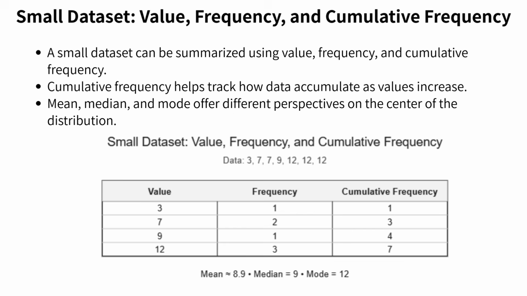cumulative count. In this dataset of 7 values, the median falls at the 4th position, which corresponds to the value 9. The mean gives us the numerical average, which comes out to about 8.9, slightly below the median because the highest value appears several times and pulls the distribution upward. And the mode, the most common value, is 12. Together, these measures, mean, median, and mode, along with frequency and cumulative frequency, provide a complete picture of how the data behave, even when the dataset is very small.